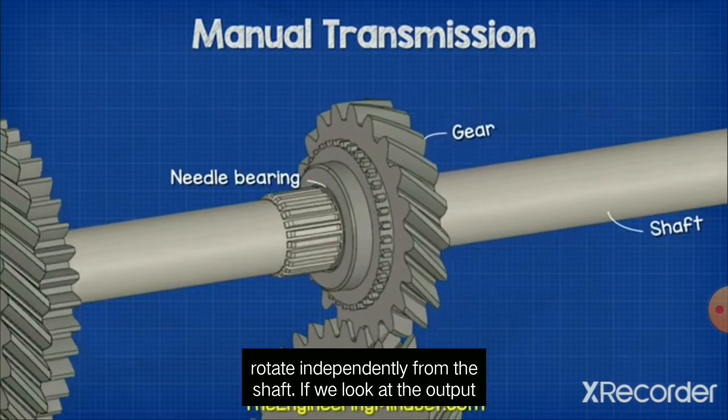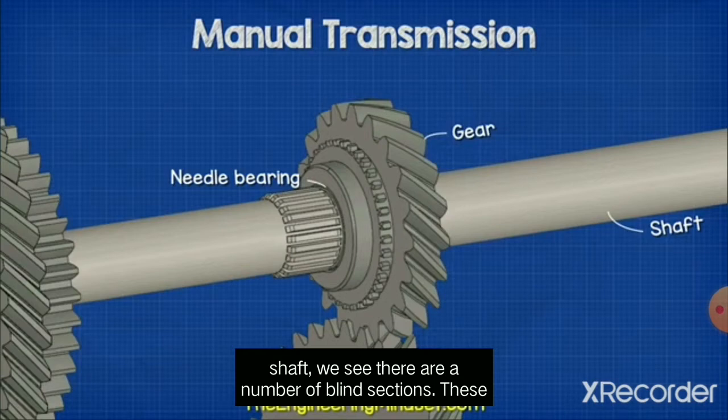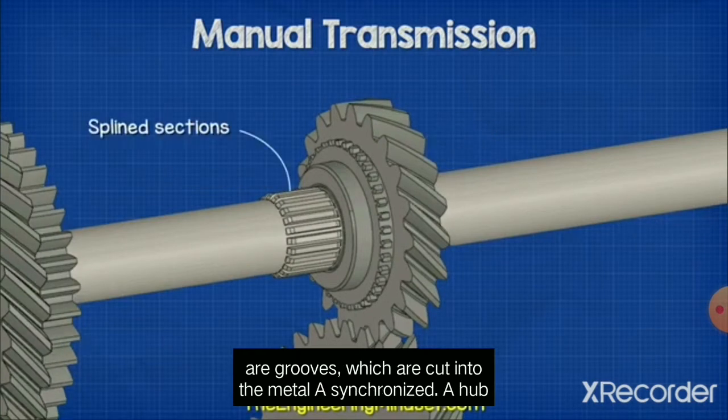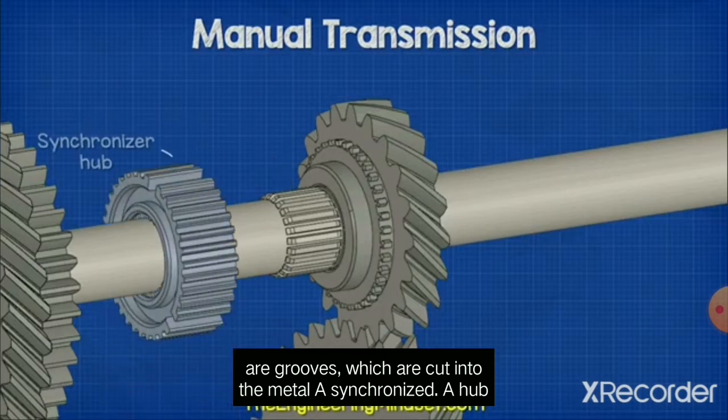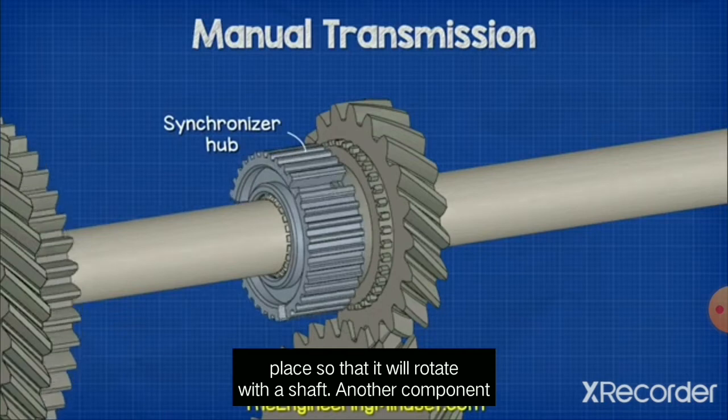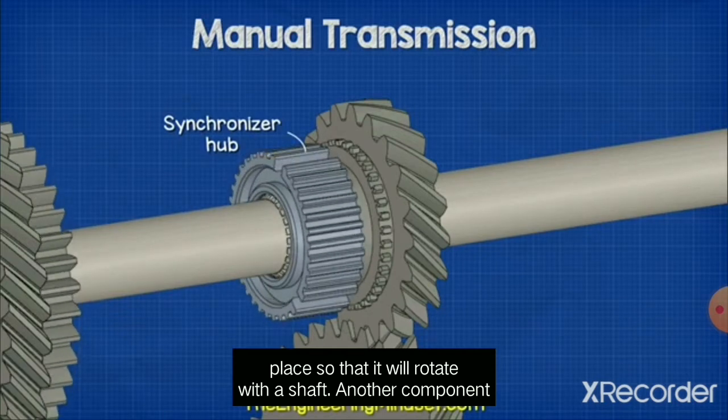If we look at the output shaft, we see there are a number of spline sections. These are grooves which are cut into the metal. A synchronizer hub fits over the splines. The splines will lock the hub in place so that it will rotate with the shaft.